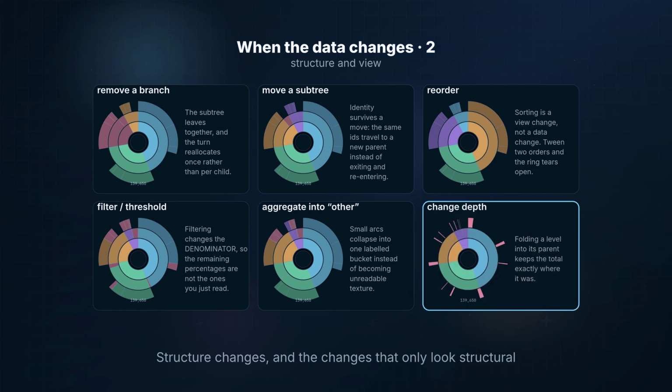Filtering is the one that misleads quietly. Remove the small rows, and the denominator moves, so every percentage the viewer just read is now wrong, and the chart owes them a sentence that says which total they are looking at.